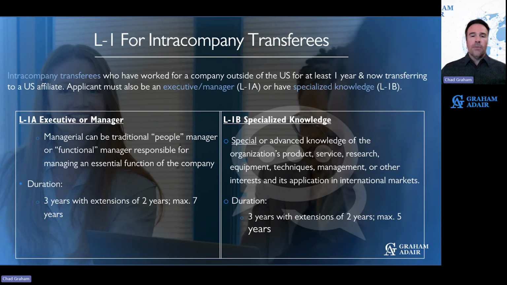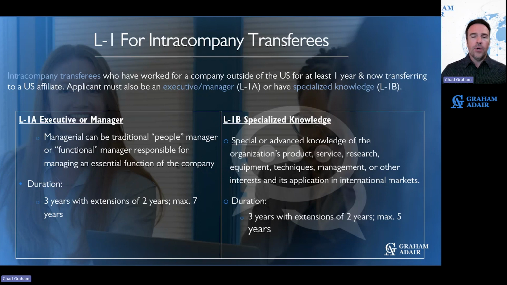A lot of times this question comes up where somebody says, well, I have a company in India, let's say, and I want to open an office in the United States. Can I do that? And the answer is yes, you can. You can transfer as an executive of the company.